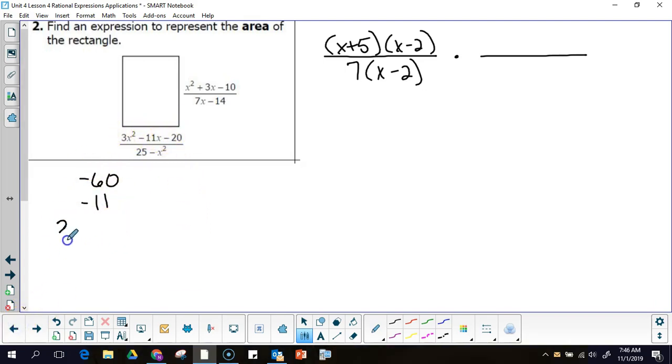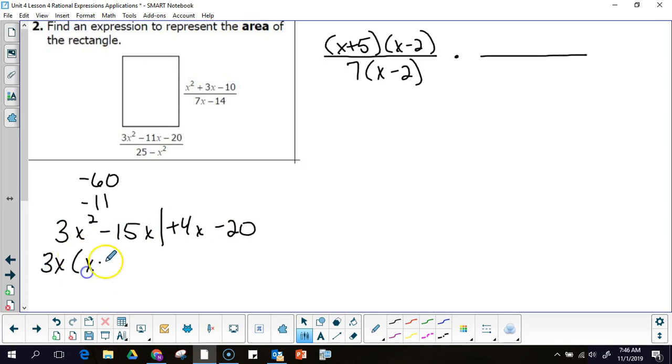I'm going to rewrite this 3x squared. That's going to be minus 15x plus 4x minus 20. Split that down the middle. Take out a 3x on this side, x minus 5. Take out a 4 on this side, x minus 5. Okay, so this numerator is going to be x minus 5 times 3x plus 4.